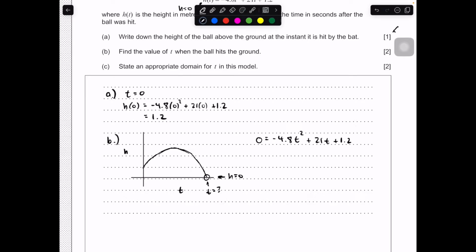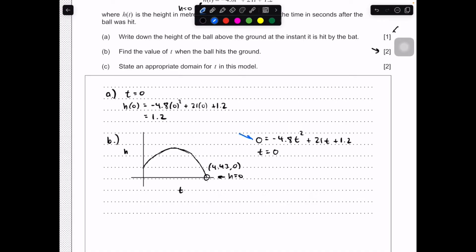Okay, so we know at this point right here we have 4.43 and 0, and so t itself, t is equal to 0. For a 2-mark question, either of these methods would work.